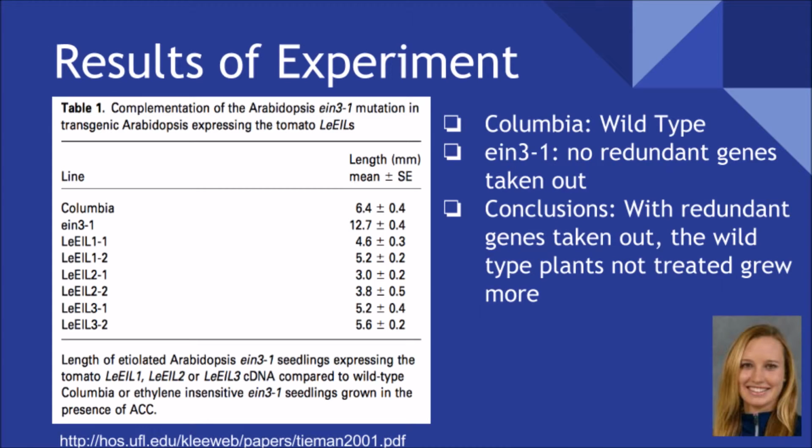This next slide shows the results of the experiment. The Columbia is the wild-type plant. The next sample down is the tomato plant treated with the Arabidopsis EIN3 gene. The next 6 samples show when 1 gene was taken out, so only 2 remained. There are 6 different combinations of these. The conclusions that can be drawn from this experiment are that with the redundant genes taken out, the plants did not grow nearly as much as even the wild type, which supports the evidence from the mice experiment that there are in fact functionally redundant genes.